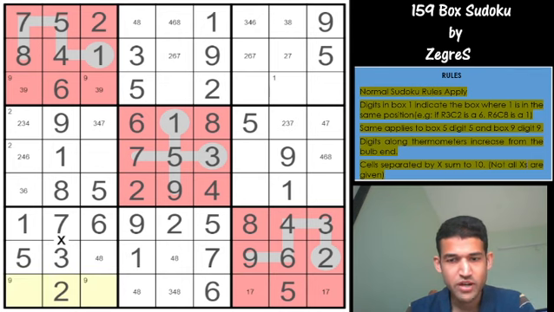This becomes a 4, 8, 9 for this box. So we have a 4, 8, 9 triplet now in row 9. This is not 4. That's 3. This is not 2. 6 and 7. So 2 goes in here.